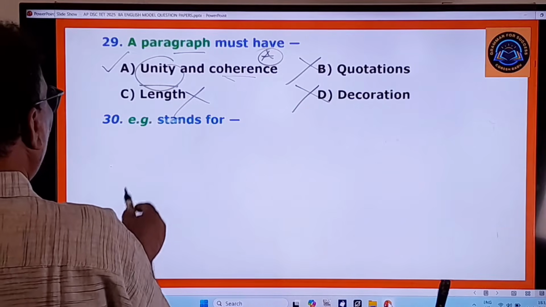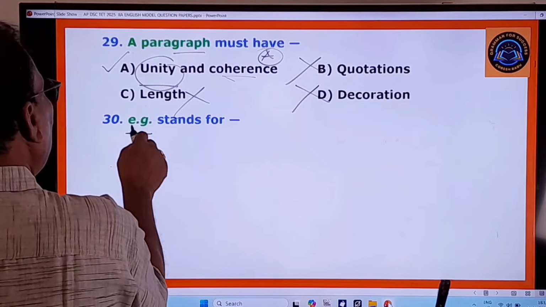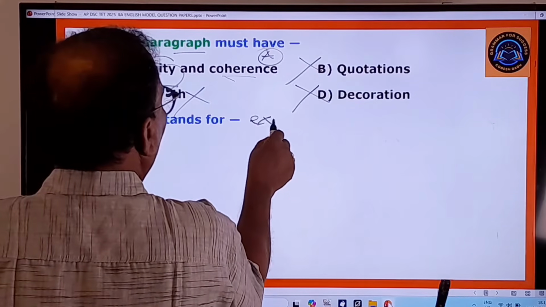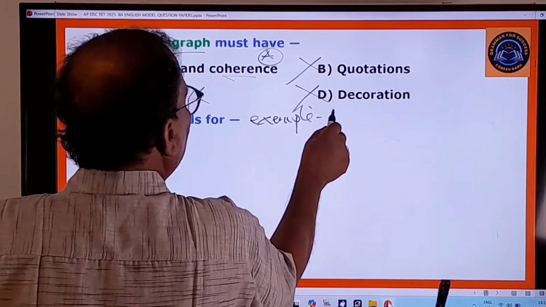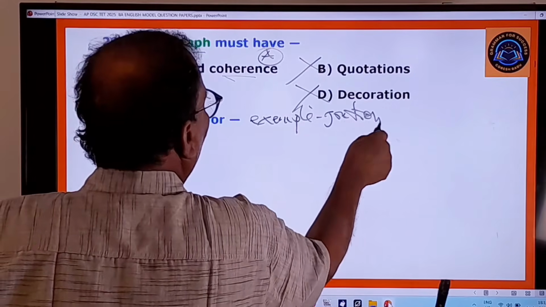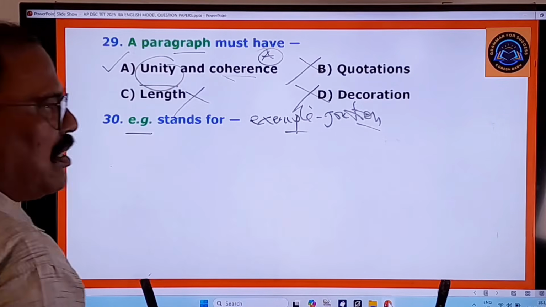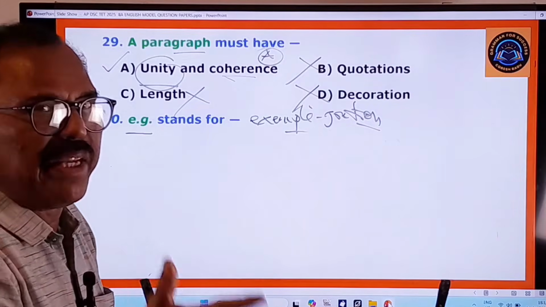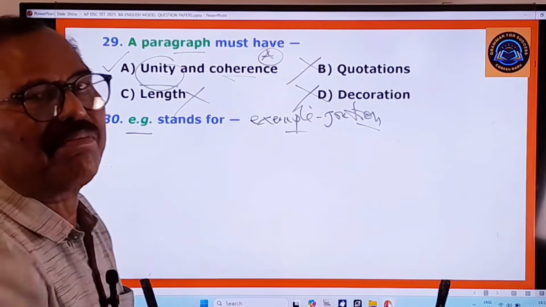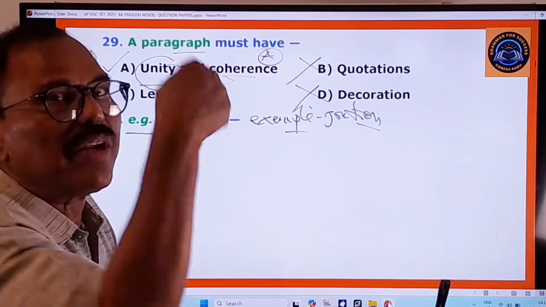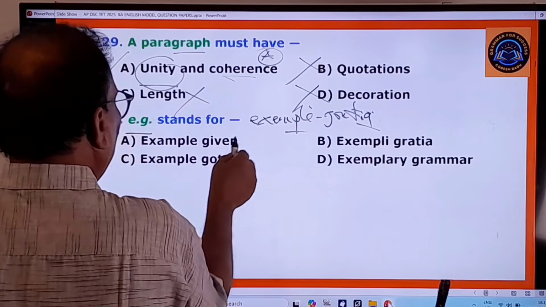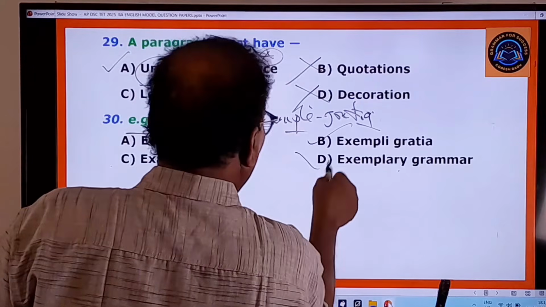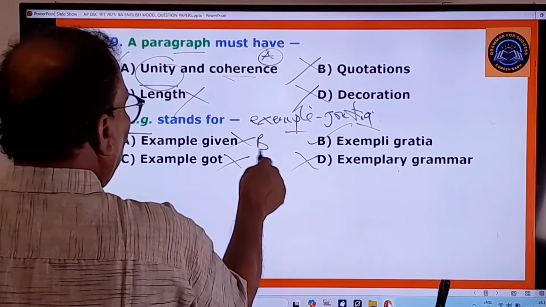Now go to the 30th question. EG. EG means E dot G dot. What does it stand for? It stands for exempli gratia. This is the Latin word, but while writing this EG, you don't say exempli gratia, you say, for example. You say it in English, but you write the Latin abbreviation. Example given, no. Example got, no. Exemplary grammar, no. So B is the right answer.